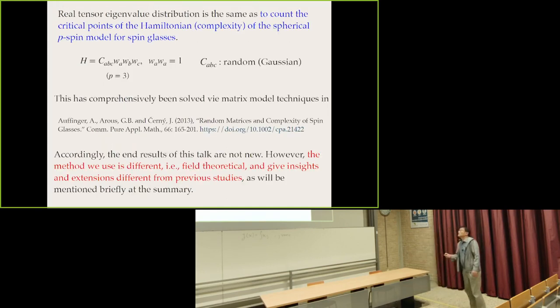Actually, the real tensor eigenvalue distribution is the same problem as counting the critical points of the Hamiltonian, which is often called the complexity of the spherical p-spin model for spin glasses. This has comprehensively been solved by matrix model techniques in this paper. It's about 10 years ago already.